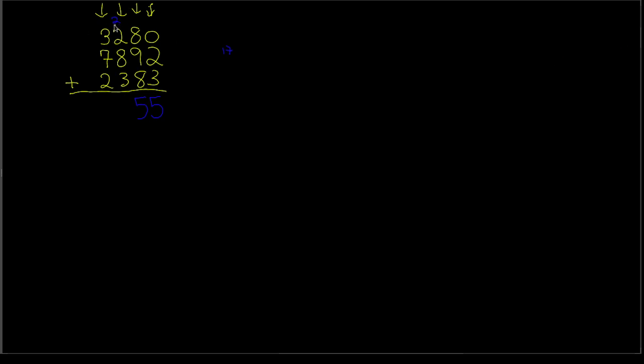So I have 2 and 2 is 4, and 4 and 8. So I'm going to keep track of that here. I guess I'll use another color for that so it's separate. So 2 and 2 is 4, 4 and 8 is 12, and then 12 and 3 is 15. And I carry my 1 over from the 15.